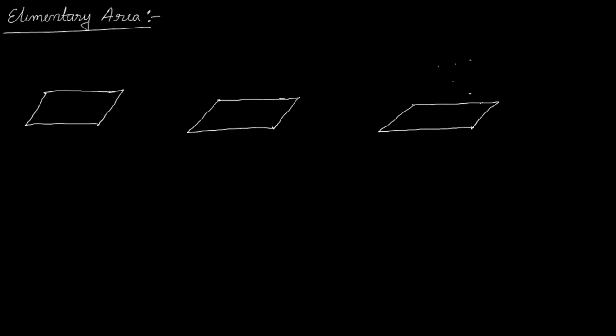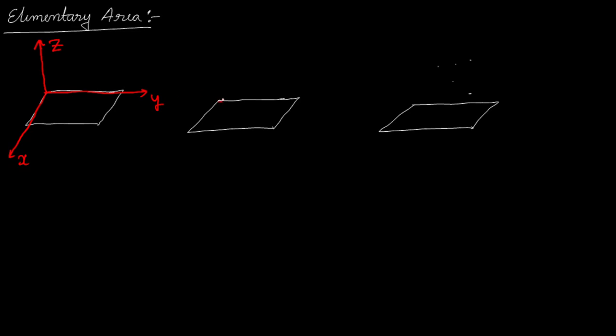Also let me draw the coordinate system. Let's say this is the y-axis, this is the x-axis, and then this will be the z-axis. In this case it will be the xy plane. On this plane you can see z is constant and x and y will be variable. So this type of plane is called the xy plane.